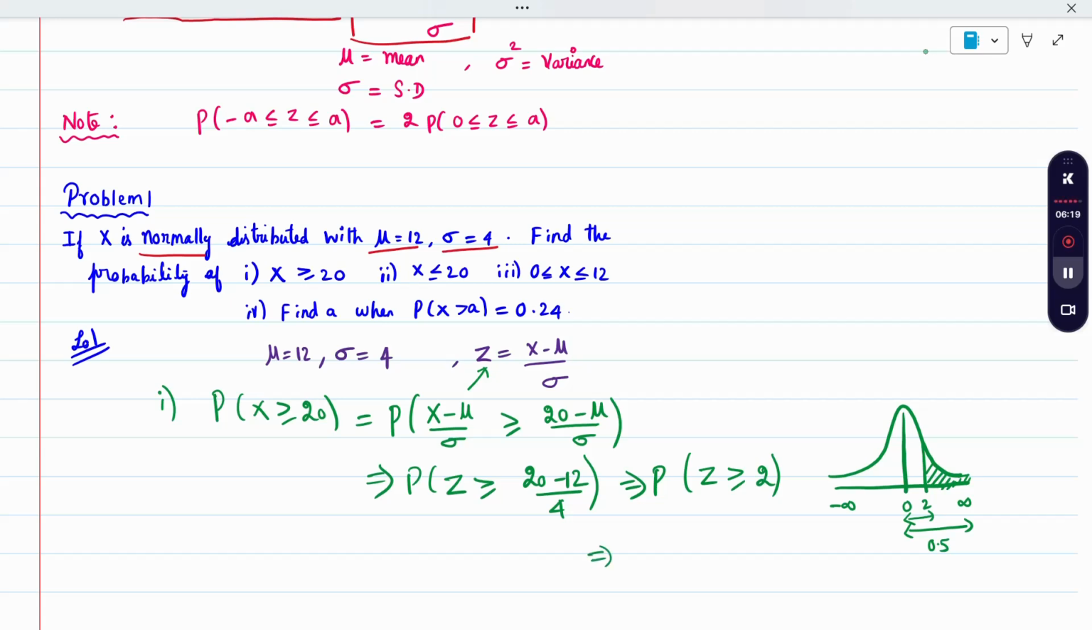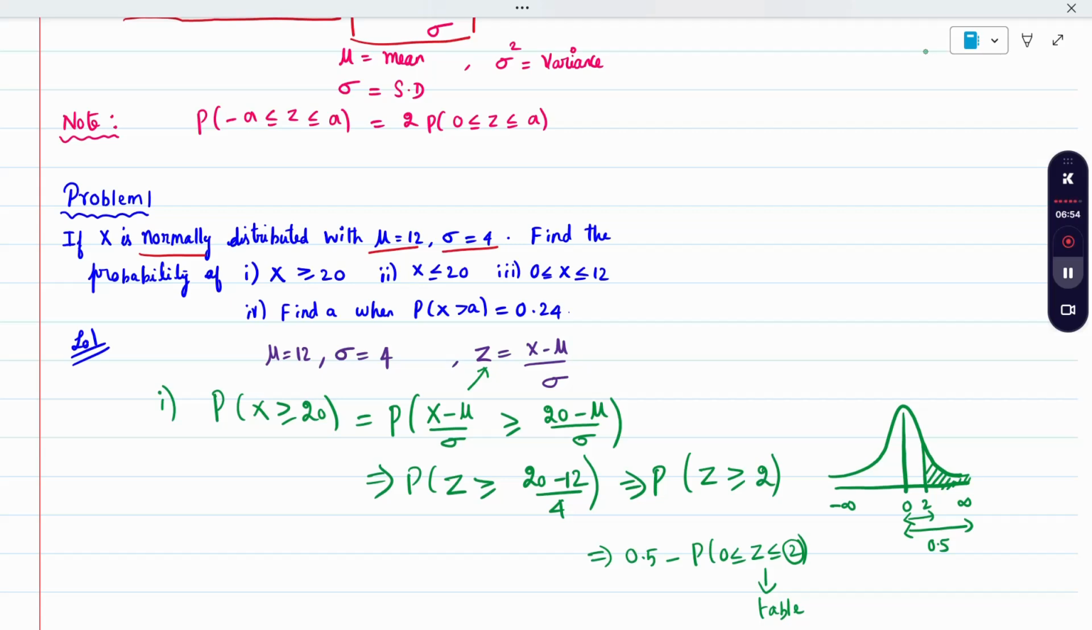Correct? So it is 0.5 minus probability of 0 less than or equal to Z less than or equal to 2. When I subtract it, I will get the region Z greater than or equal to 2. This is nothing but the table value. How we have to see the table value: at 2, sometimes 2.1, sometimes 2.12, with 2 decimals or 1 decimal, depending upon your question.